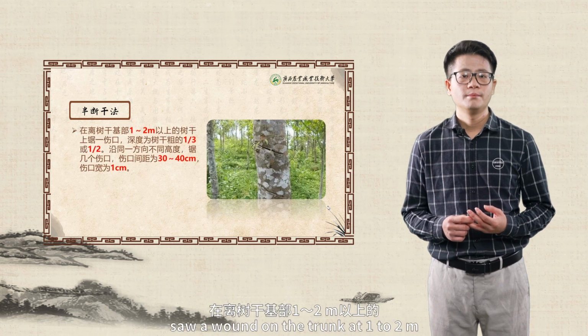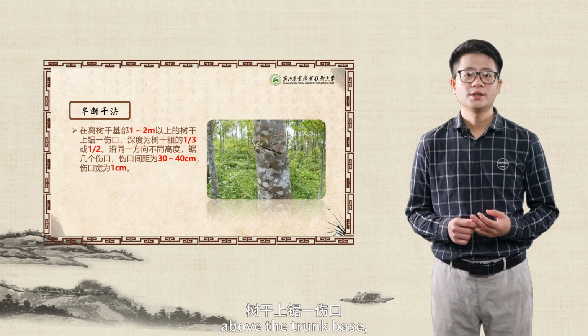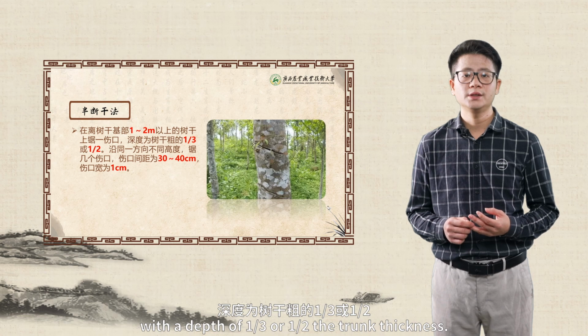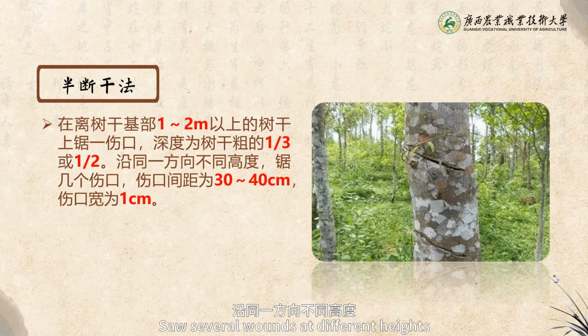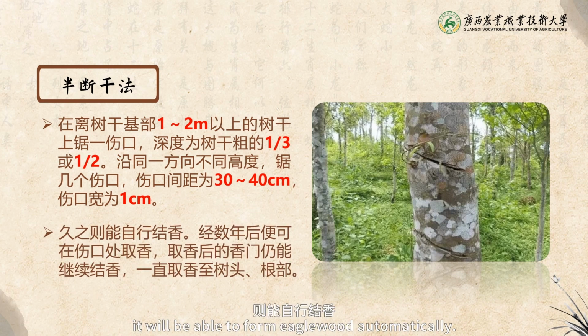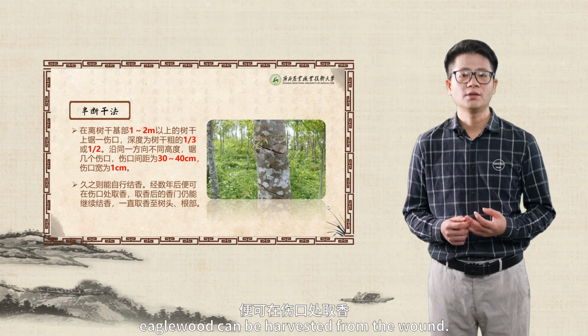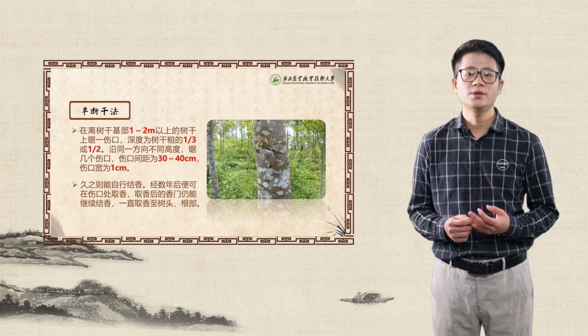2. Half-trunk cutting method. Saw a wound on the trunk at 1 to 2 meters above the trunk base, with a depth of 1/3 or 1/2 the trunk thickness. Saw several wounds at different heights along the same direction, with a wound spacing of 30 to 40 centimeters and a wound width of 1 centimeter. After some time, it will be able to form Eaglewood automatically. After a few years, Eaglewood can be harvested from the wound.